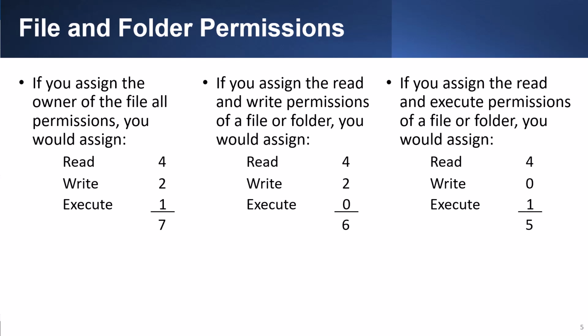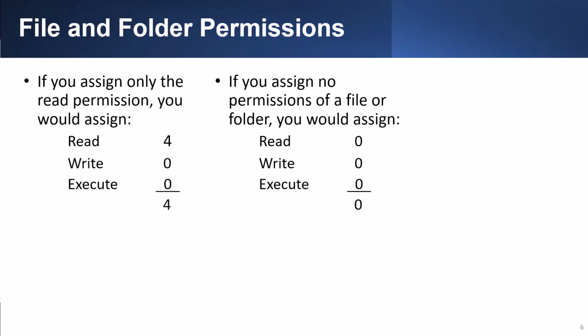If you assign the read and write permissions to the file or the folder, you would assign 6. If you were to assign the read and execute permissions, you would assign 5. If you assign only the read permissions, you would assign 4. If there are no permissions, you would assign 0.